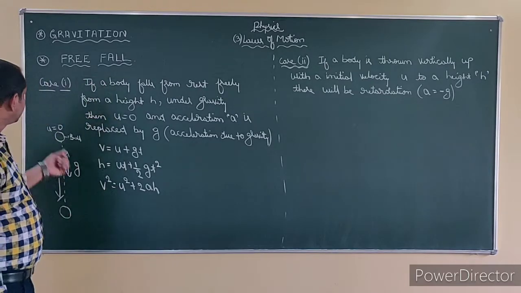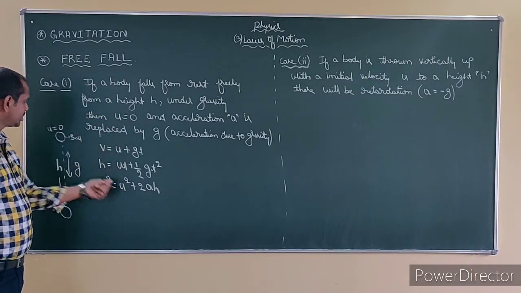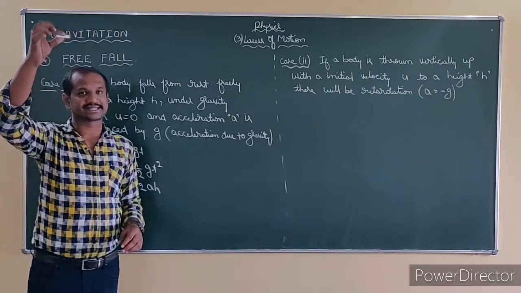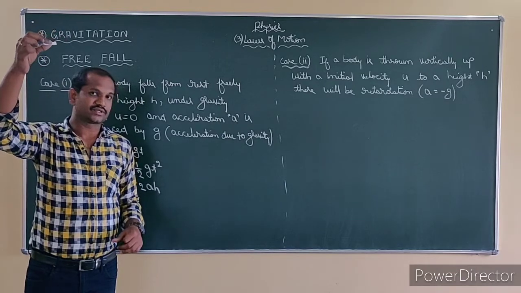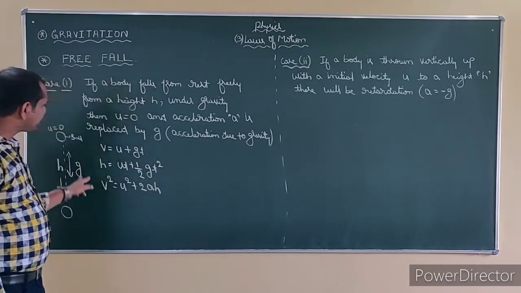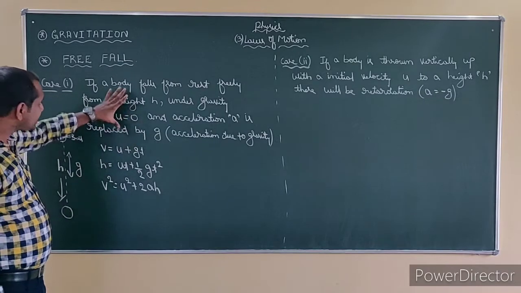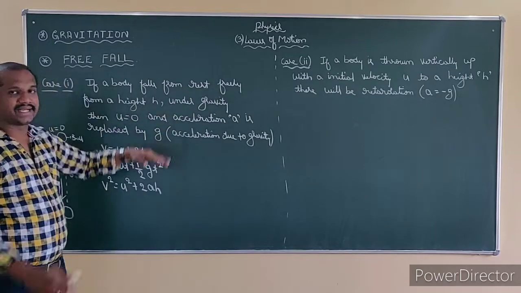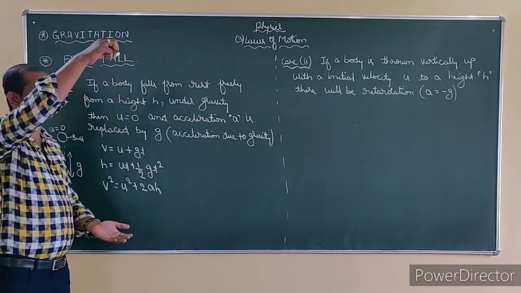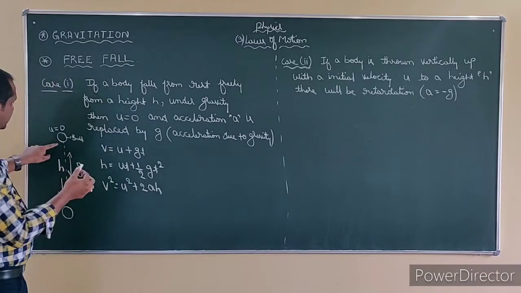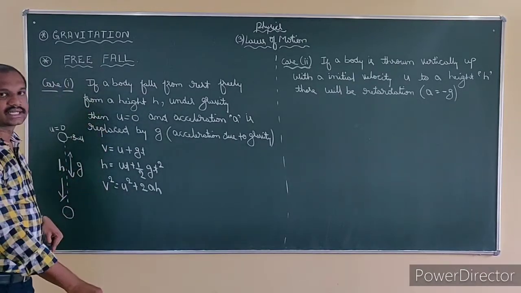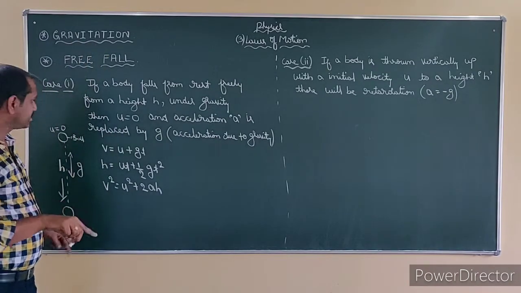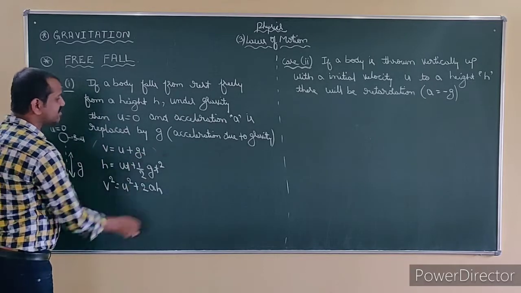So in this situation, first the initial velocity is considered to be what? Initial velocity is 0. The reason is the body in this position is at rest. So its initial velocity is 0. Then what happens to these equations of motion? When a body falls from rest freely from a height h, for example this chalk is falling down, consider it is a chalk which is freely falling under gravity. Before, when I am catching here, its initial velocity is 0. Then what happens to these equations of motion?